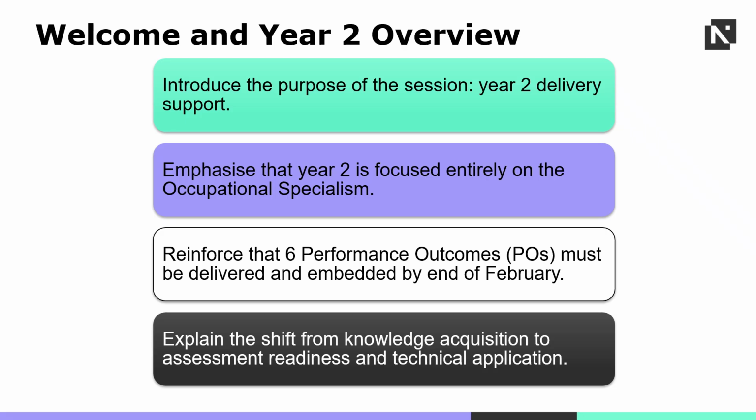A key reminder, Year 2 is entirely focused on the occupational specialism. That means your teaching will now shift from general knowledge building to deep applied practice aligned to professional behaviours. By the end of February, all performance outcomes must be fully delivered and embedded, and learners need repeated exposure to the skills, language and expectations that they'll be assessed on in March.